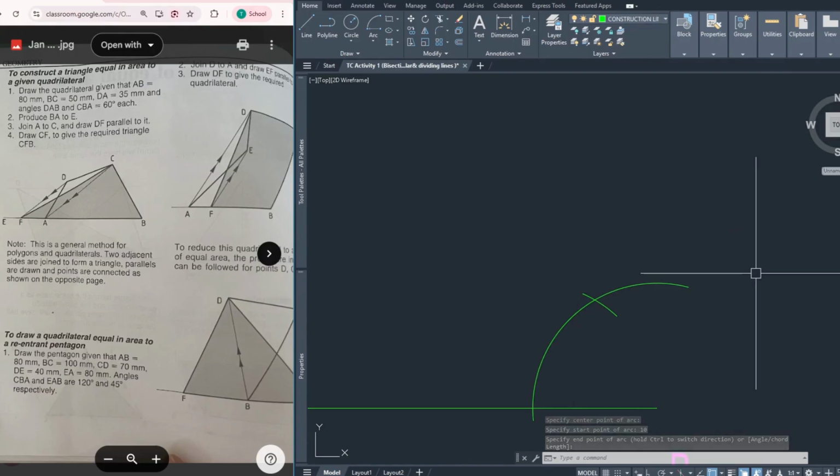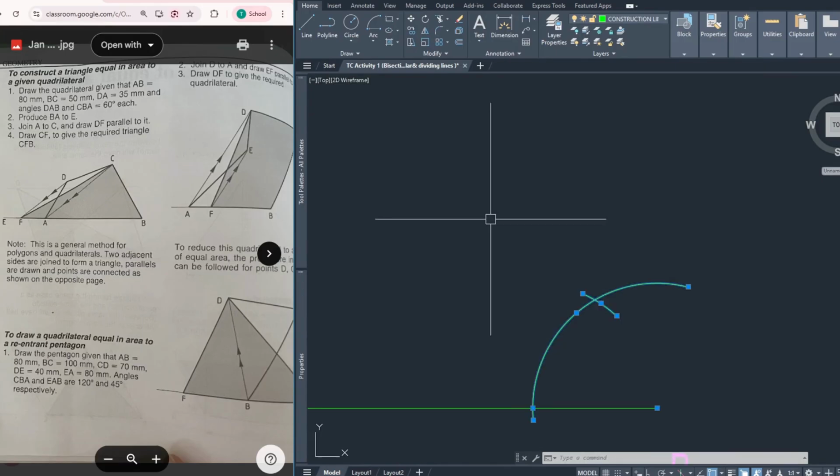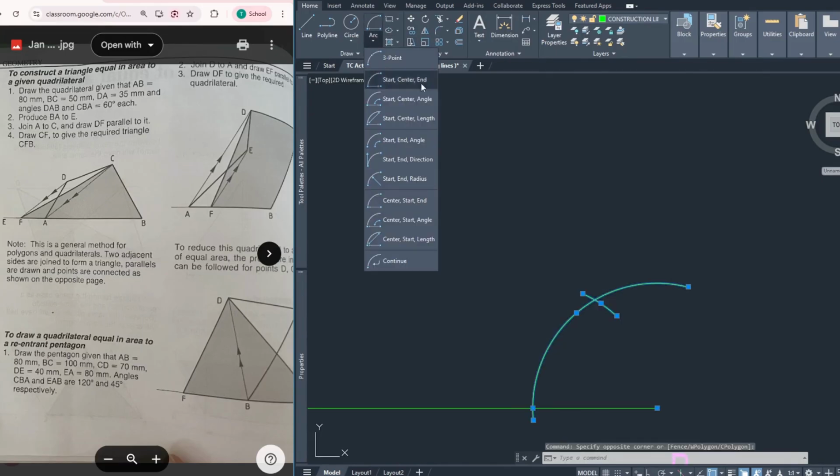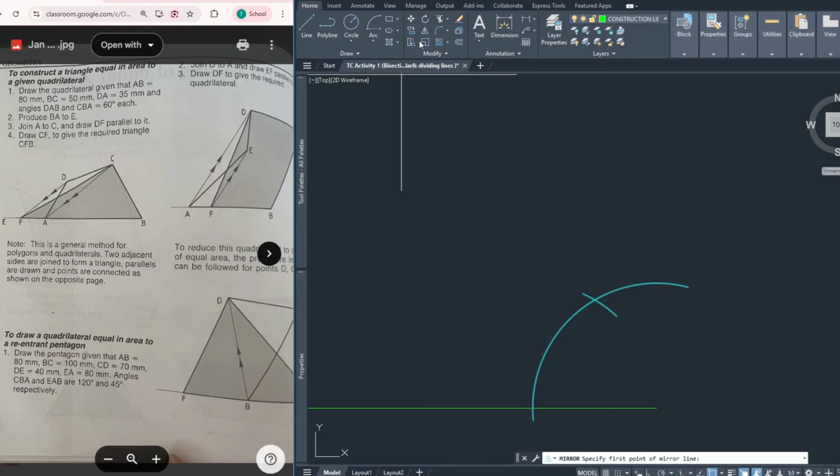This is going to give us 60, but we do not want 60. All right. So all I'm going to do is just mirror this on the other side. So I highlighted everything and I'm grabbing my mirror command. I want to mirror these two things. So I highlight it, press enter. Using this as the center of my mirror because I want this to be on the other side.